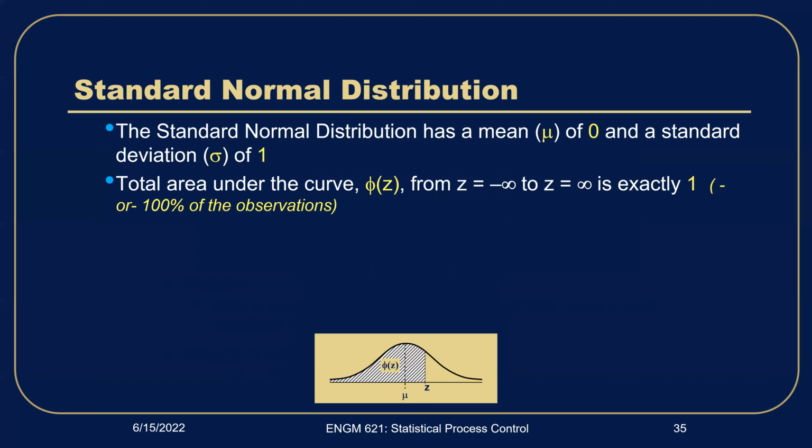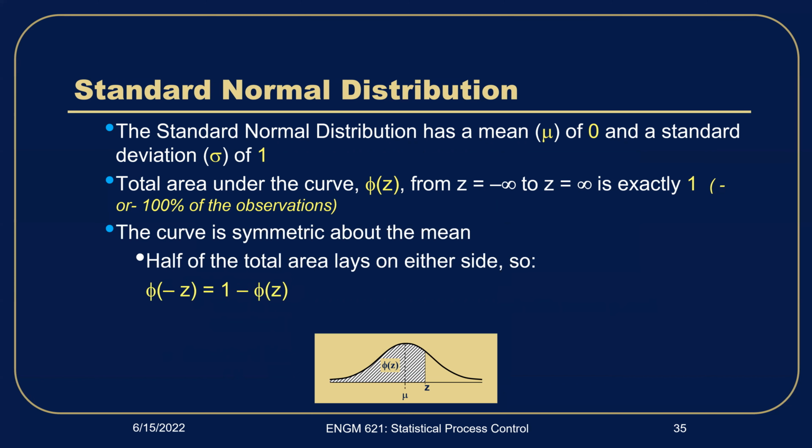We use phi of z to represent the probability of obtaining a value less than or equal to z. In other words, the area under the curve from negative infinity to z. Because the standard normal distribution is symmetric about the mean 0, phi of negative z equals 1 minus phi of z.